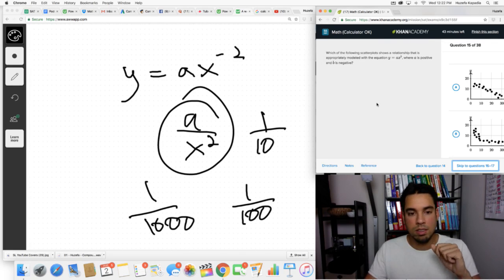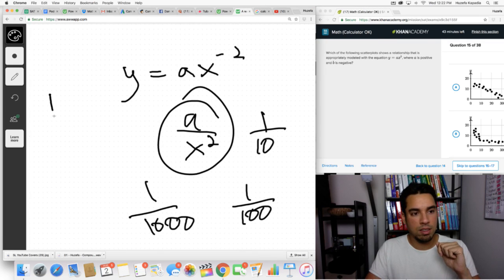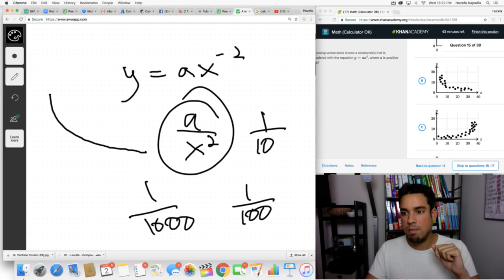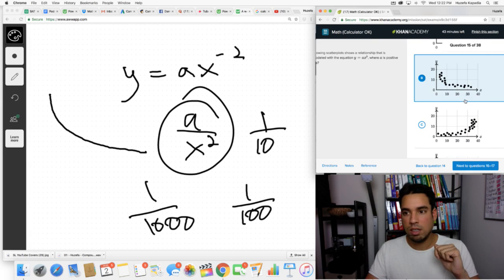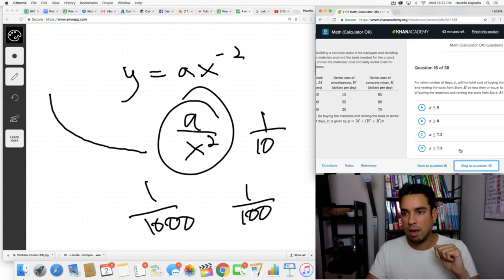So what that means is it's going to kind of go like this. As x gets larger, it's going to get closer and closer to 0. So I'm going to say that B looks pretty good. That looks like exactly what I drew. So I'm going to go with that.